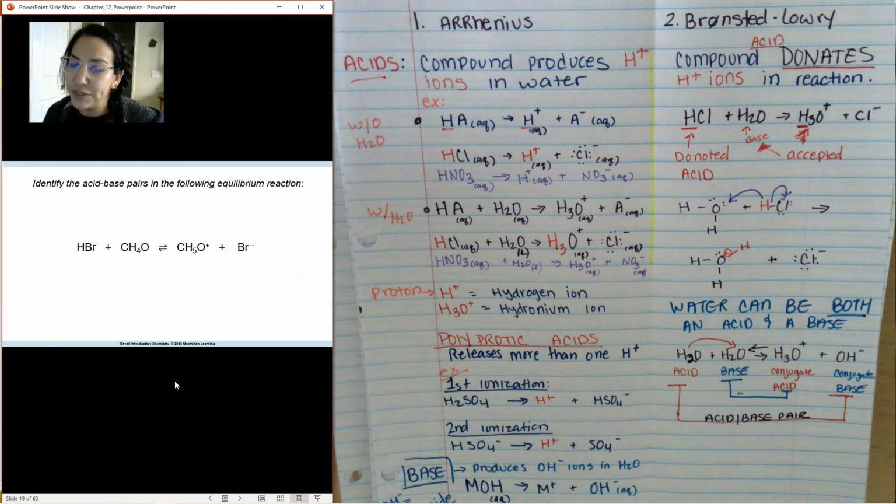So this one says, identify the acid-base pairs in the following equilibrium reaction. Let's go ahead and see if we could do this together. Hydrobromic plus CH4O. The CH product, so this hydrocarbon, picked up a hydrogen ion. Therefore, this is an acid, and this is my conjugate base.